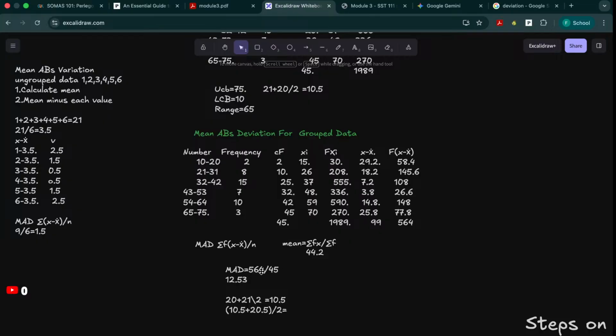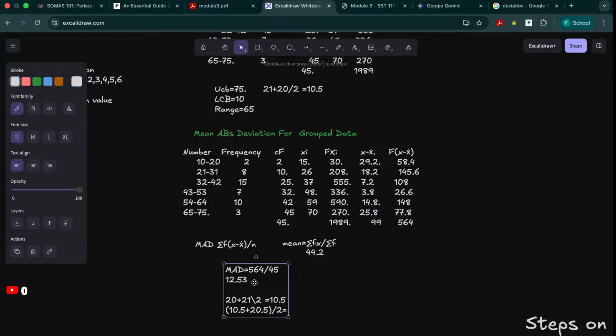Then to get our mean deviation, we should get 56.4 divided by the summation of f, which is the formula. You can see the formula here. N represents the summation of f because the data is grouped. If we divide this, we should get 12.6.